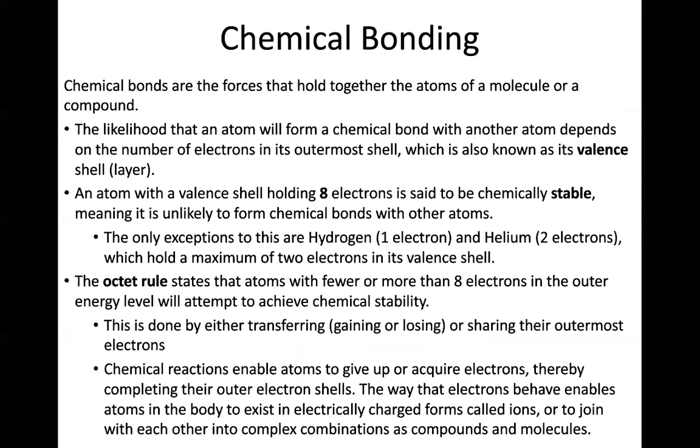Okay? An atom with a valence shell holding 8 electrons is said to be chemically stable, meaning it's unlikely to form chemical bonds with other atoms. So we always want to have 8 in that outer shell, unless we are talking about 2 atoms, hydrogen and helium. And that's because that first ring, remember, how many could it hold? 2. Hydrogen has 1 electron, so it needs 2 to get there, or to be at that point.